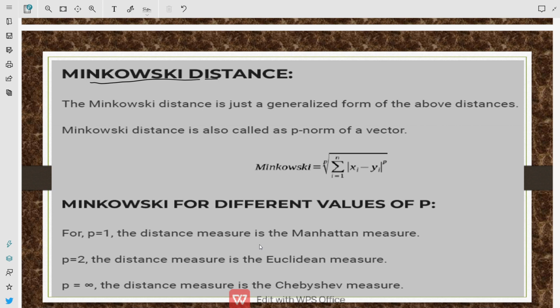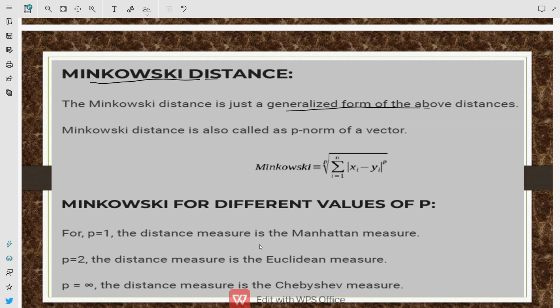So Minkowski distance is just a generalized form of the above distance measures. This Minkowski distance is the generalized form of all the above distance measures which we have discussed. We have discussed the Euclidean distance, Manhattan distance, and Chebyshev distance, right? So Minkowski distance is the generalized form of the above distance measures.